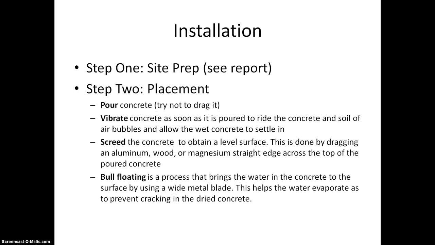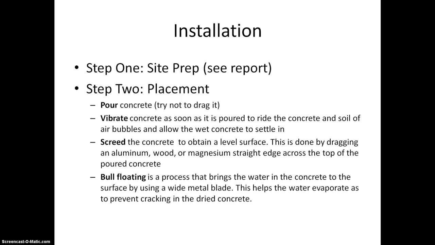Step 2 is placement. So you're going to pour your concrete and try not to drag it, which means don't pour it at one end of the site and drag it all the way to the other. Try and pour where it's going to set. And then you're going to vibrate the concrete as soon as it is poured to rid the concrete of soil and air bubbles and allow the wet concrete to settle in. And this is very important, especially where it's a softer soil.